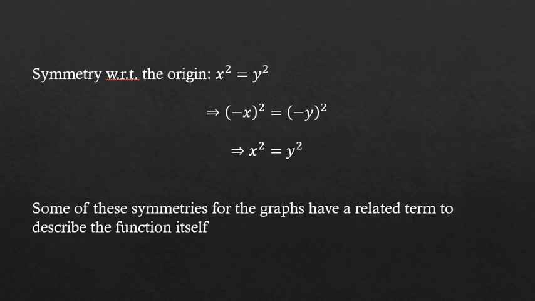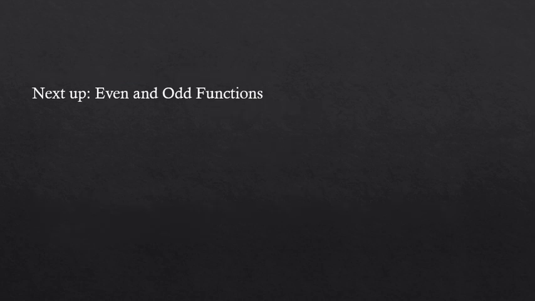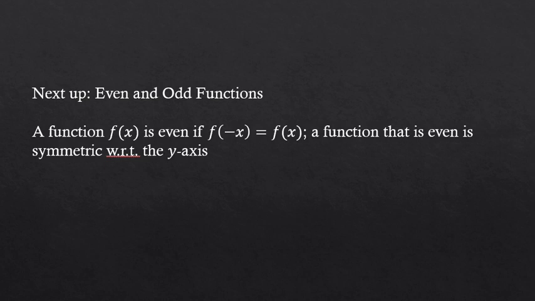Some of these symmetries for these graphs have a related term which we can use to describe the function itself. And with that, we come to even and odd functions. A function f of x is even if f of minus x is equal to f of x. That is to say, if you take the quantity minus x and substitute that in for any x's in your given function, if you get the same thing, then you know that your function f of x is even. And a function that is even has symmetry with respect to the y-axis.